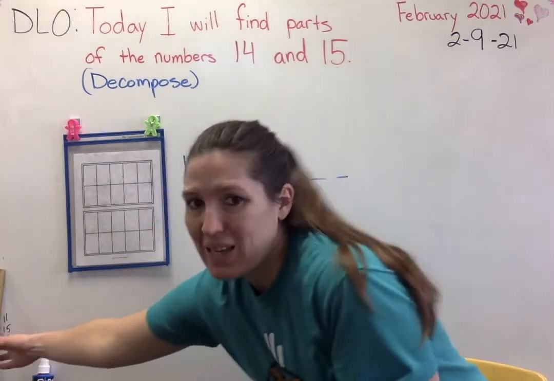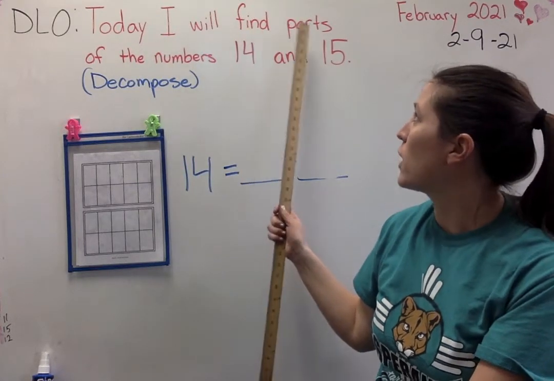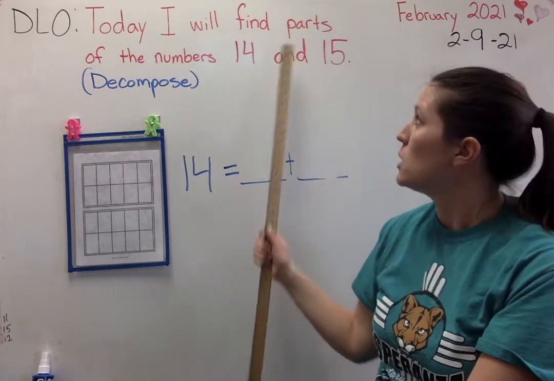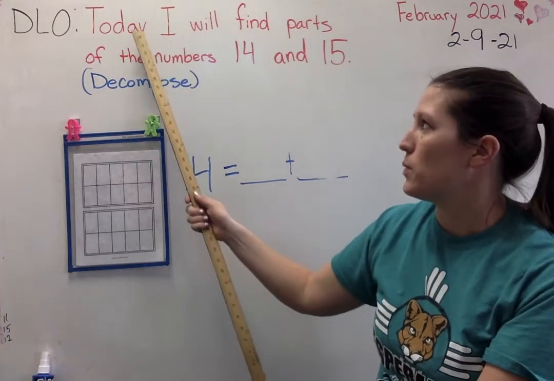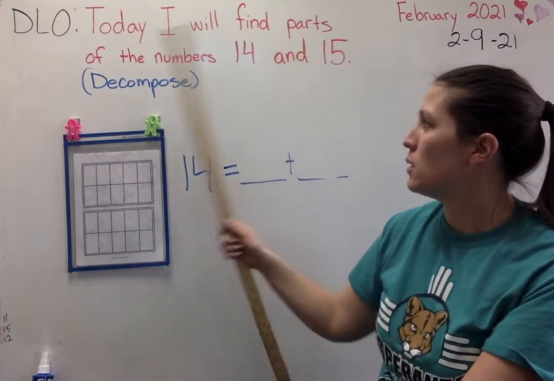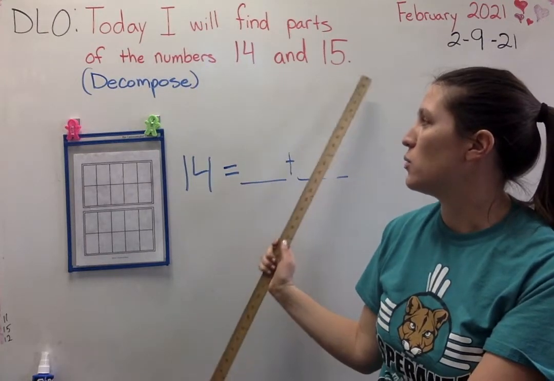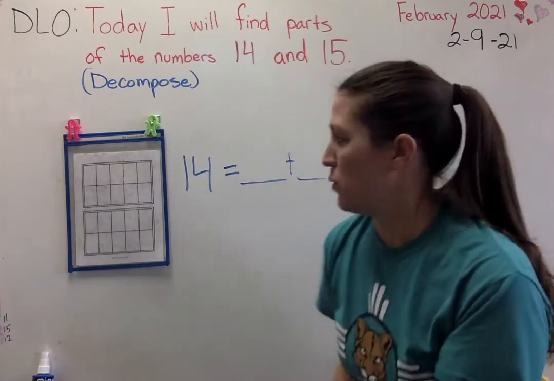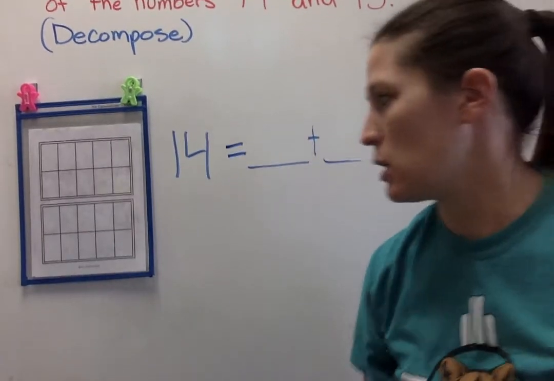Let's go over our DLO, our daily learning objective. Today I will find parts of the numbers 14 and 15. So when we're finding the parts, we're going to decompose. Now it's your turn. Today I will find parts of the numbers 14 and 15. So let's do a couple practice finding the parts. So let's scooch up a little bit. We're going to practice decomposing.